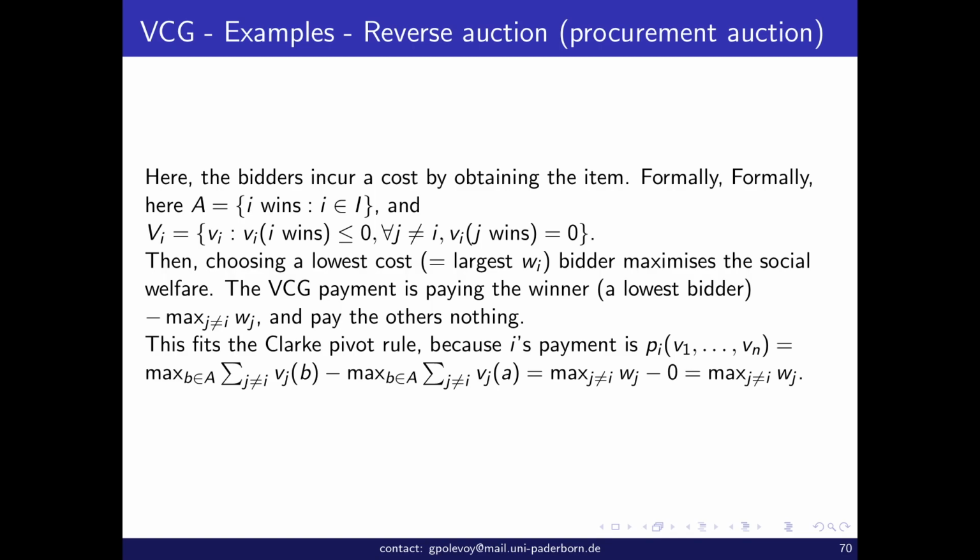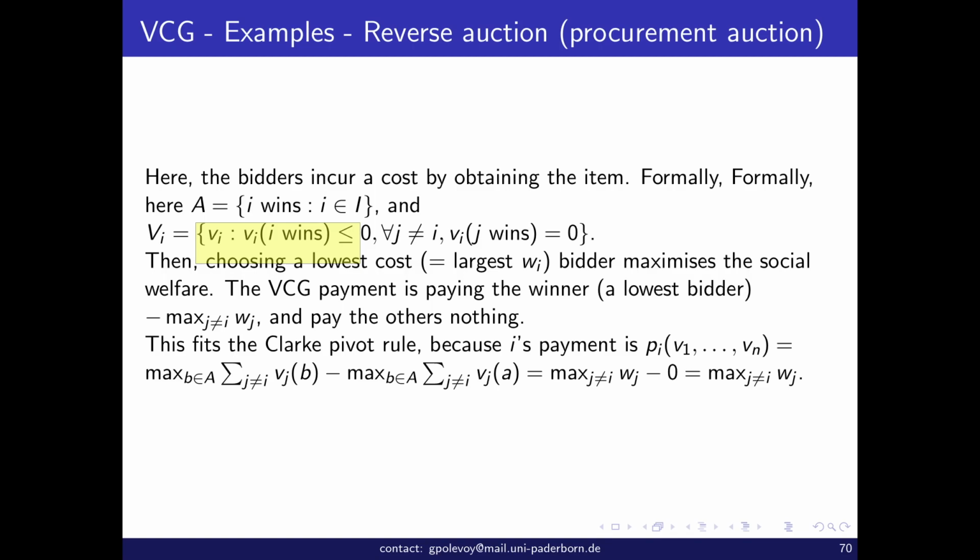So formally, the options are again, someone wins, and the player who wins incurs some cost which is non-positive. The others just don't incur any cost. You need actually to compensate. Now we'll show what it means to have this Clarke pivot rule. You need to compensate them. Instead of charging them, you need to compensate.